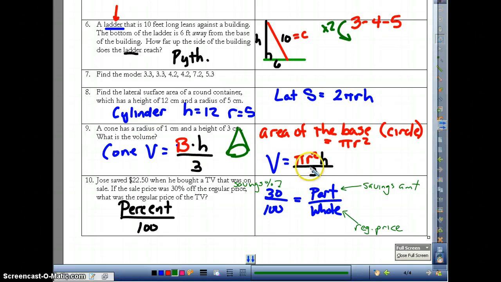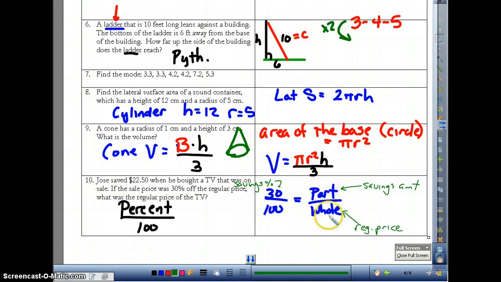Last question, number 10. Joe saved $22.50 when he bought a TV that was on sale. If the sale price was 30% off the regular price, what was the regular price of the TV? You know, this is one of those where you might not know what to do, but they gave me a percent, and I know what to do with a percent. That's over 100. So I'm going to put 30 over 100. The only other number they gave me was $22.50. That's the amount he saved.